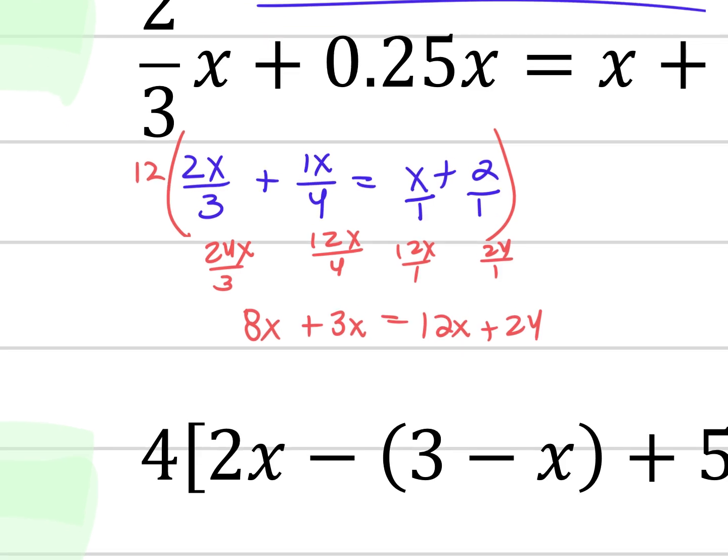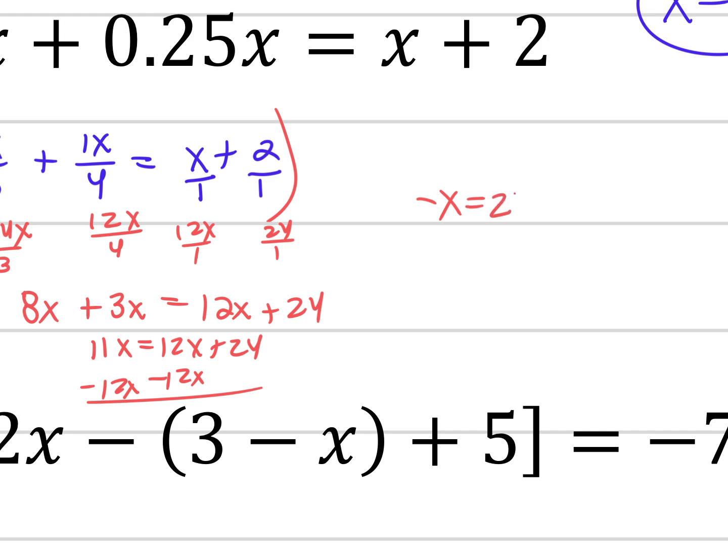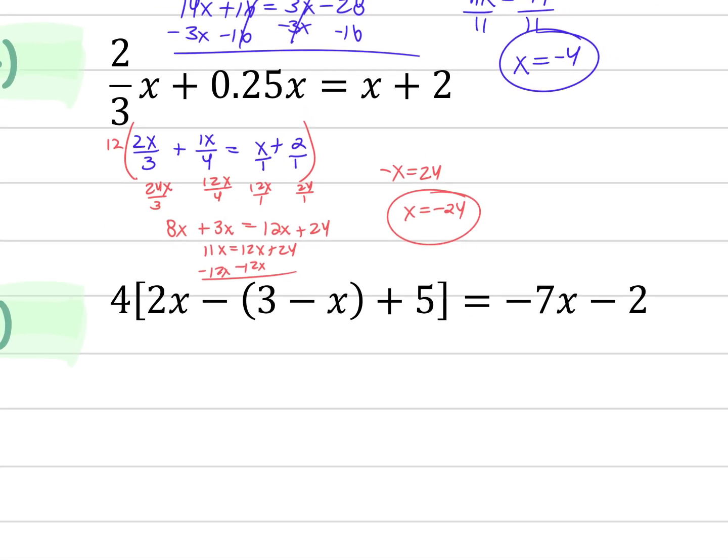So now what do we do with 8x and 3x? I'll combine it. So 11x equals 12x plus 24. Subtract 12x. Perfect. So I have negative x equals 24. So what does x equal? Perfect. Good job. Those are the type of questions that you guys are going to see. And once you get past that first step, then it just becomes a linear equation you guys have solved literally hundreds of times. You're definitely going to see something like this.